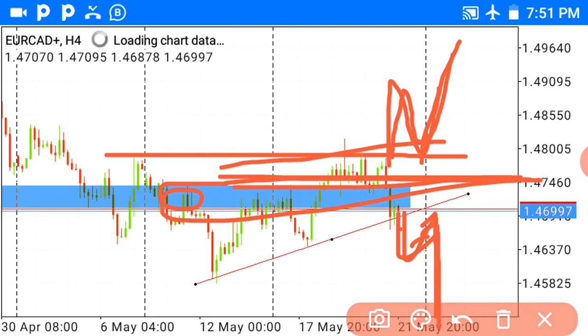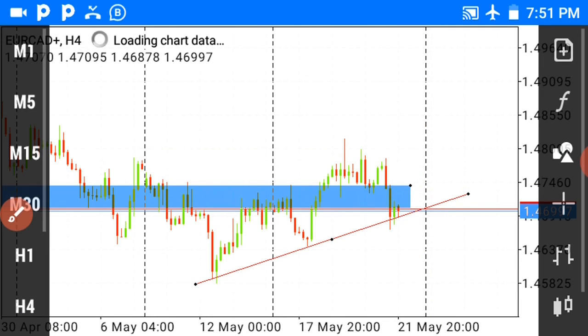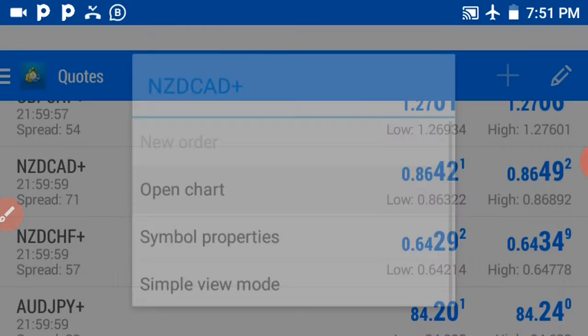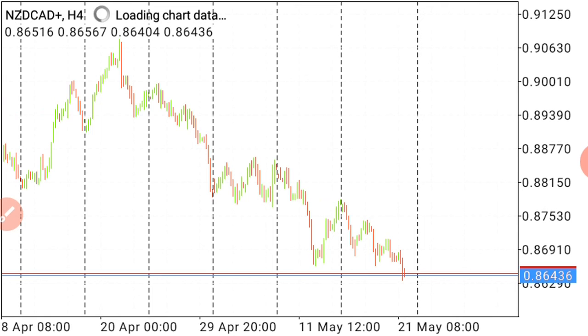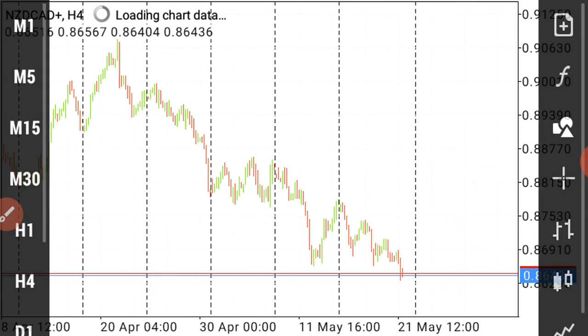So let's go to the next one, which is going to be the New Zealand Canadian dollar. And that will be the final one for today. So I'm trying to rush it up so the video doesn't get too long. Similar structure with that of, I think, Euro card.